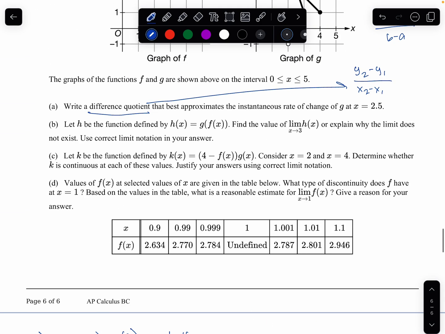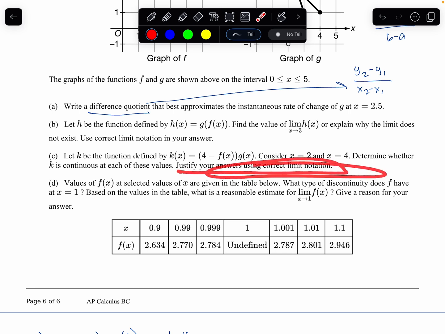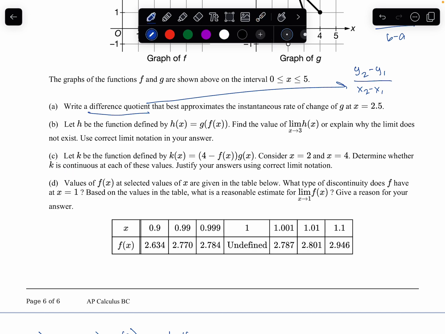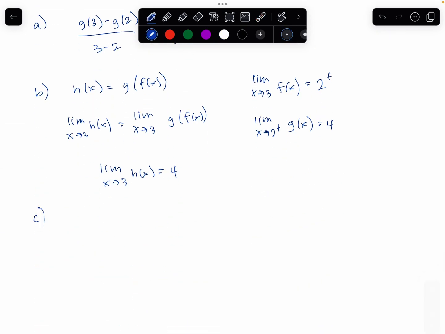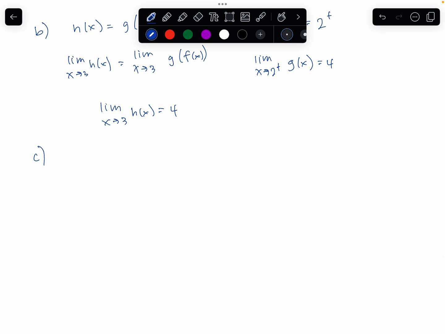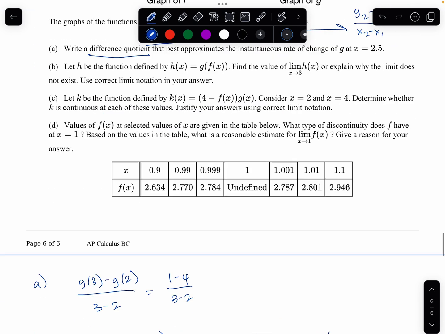All right, C. Let k be the function defined by k of x is equal to 4 minus f of x times g of x. Consider x equals 2 and x equals 4. Determine whether k is continuous at each of these values. Justify your answer using correct limit notation. Correct limit notation and checking for continuity: if you're going to get full points on a free response question that's asking this, you have to show that the limit as x approaches 2 from the left of, what do we say the function was? k of x.